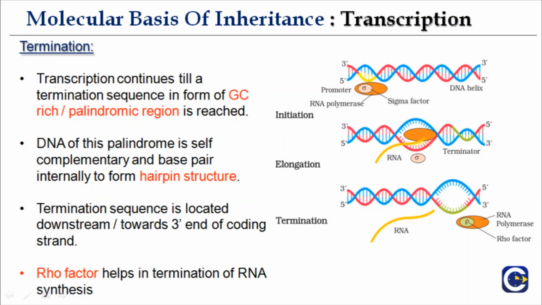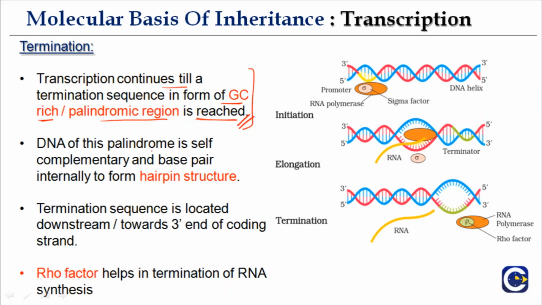And then there is this process of termination, because only a segment of DNA is being transcribed. So definitely the process of termination has to take place. Transcription continues till a termination sequence in the form of a GC rich or palindromic region is reached. This is very important, so this GC region or palindromic region is very important. This acts as a termination sequence.